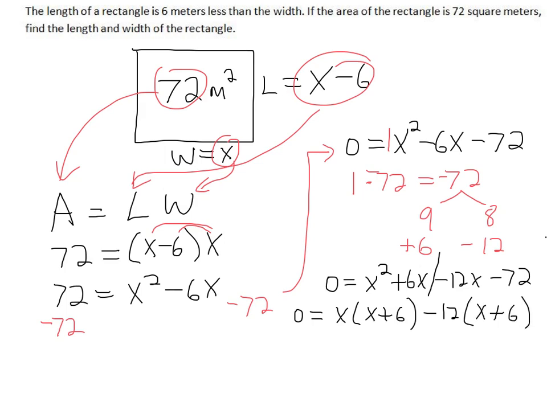You can verify this. If you distribute this through, you have negative 12x and negative 72. Perfect. If you had a minus sign here, it wouldn't work out. So make sure you have a plus when you factor. When you factor out a negative, it changes negatives to positives. Okay, we can factor out further, factoring out the x plus 6 that's now in common, leaving us an x minus 12.